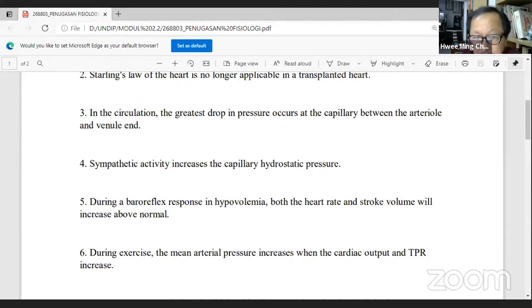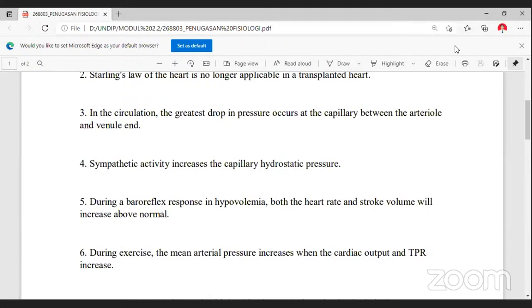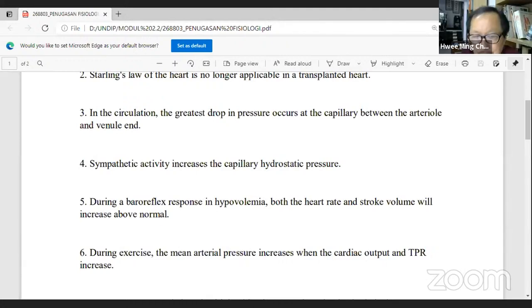So this question says that the sympathetic activity increases would be incorrect, because sympathetic activity, by producing arteriolar vasoconstriction, will increase the arterial blood pressure or the hydrostatic pressure in the arteries. But in the capillary, it is actually decreased. So this statement is incorrect because we are talking about the change in the capillary hydrostatic pressure. Is that okay? Okay, thank you, Professor. Thank you, Nabila. And is it Irfan? Okay, we can move to question five.